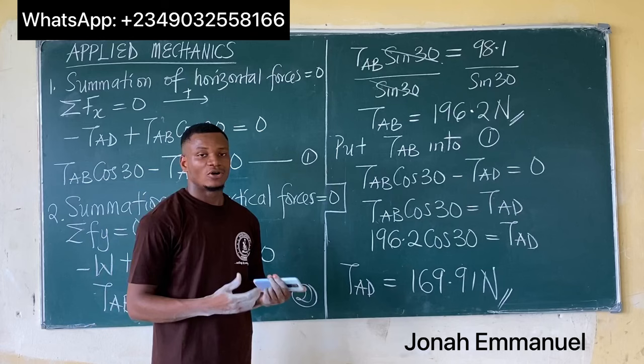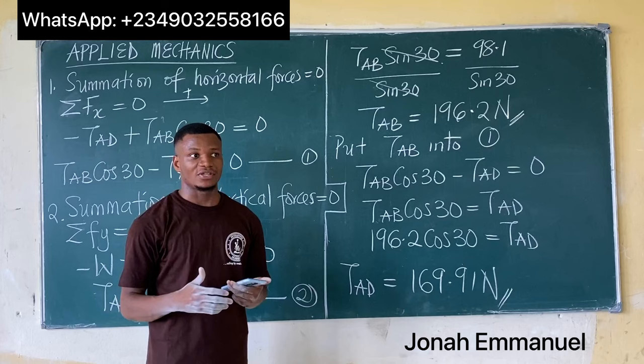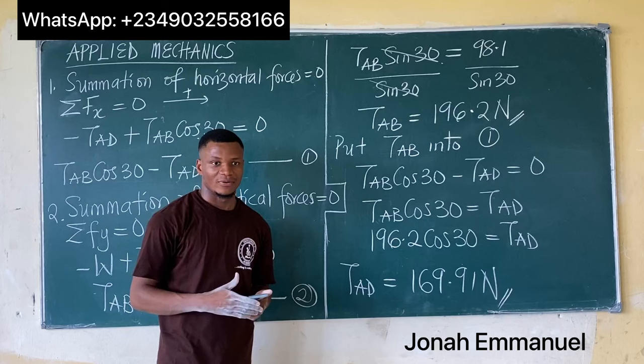So that's the value of TAB and TAD. That's the tension in chord AB and chord AD for that system to be at equilibrium. So this is how we apply the equilibrium concept to solving problems.